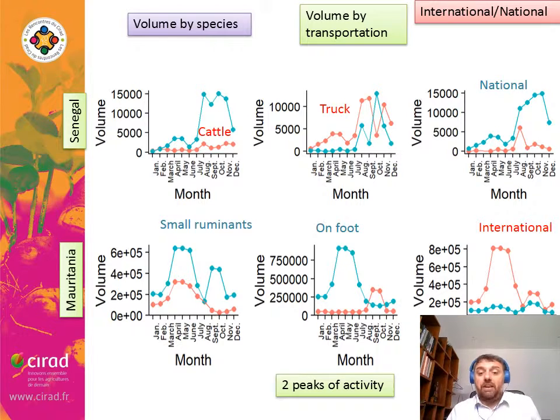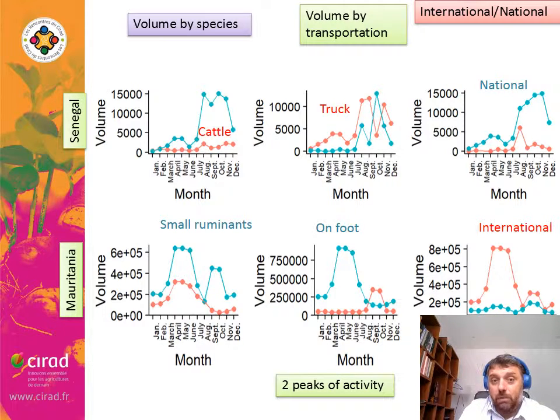Now, this was a static representation. However, the network is changing in time a lot. In this case, we consider the volume by month for the two countries, and we see that in the case of Mauritania, we have two peaks for small ruminants, one between April and June, and one around August, September, October. Moreover, we notice that for cattle, the movement is concentrated in the first part of the year and then disappears in the second part of the year.